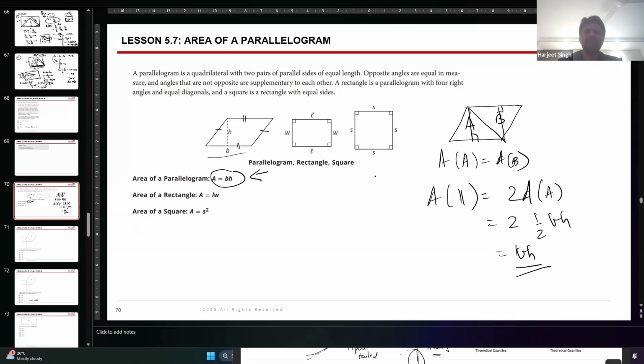Area of a rectangle, since it's 90 degrees, is length into width, and area of square is S square. So area of parallelogram also looks similar, base into height.